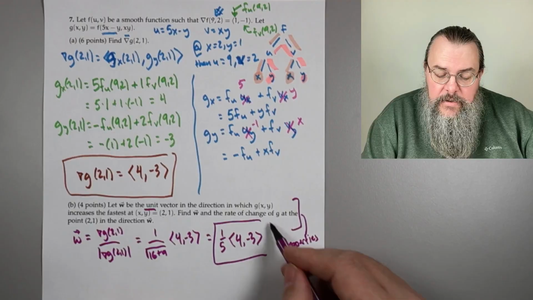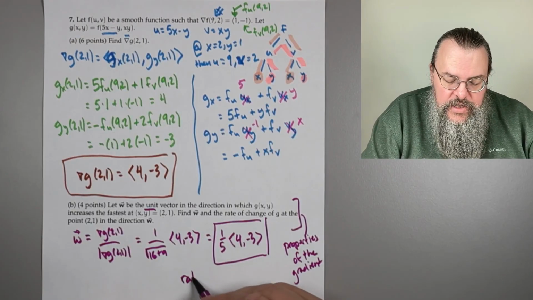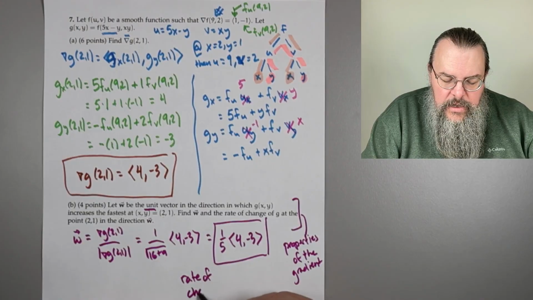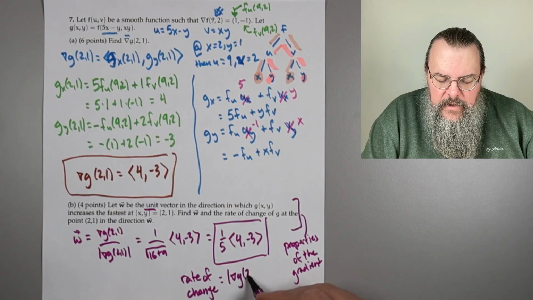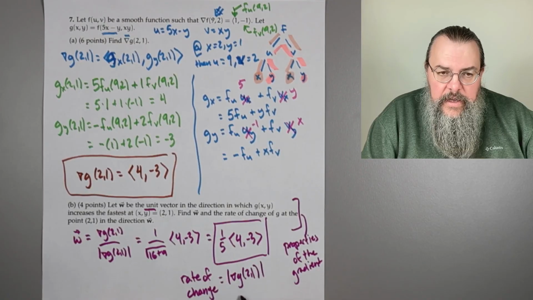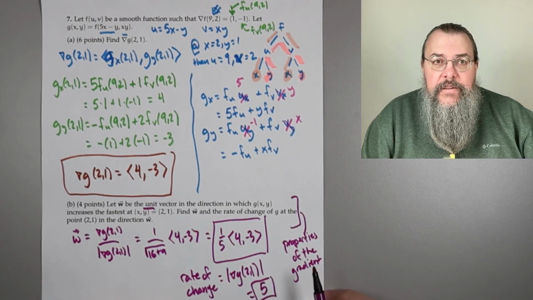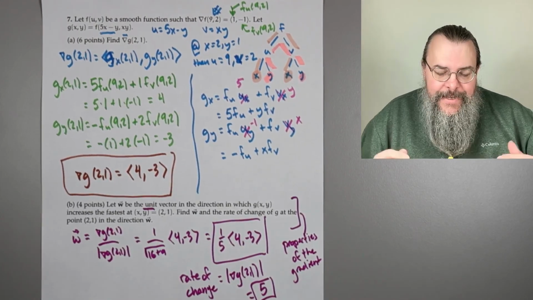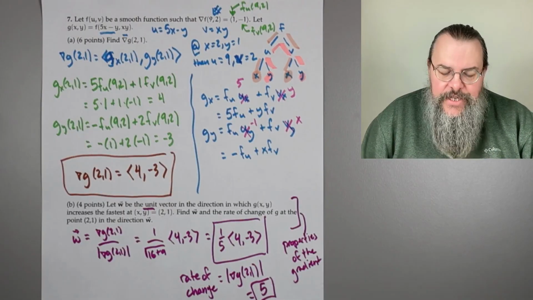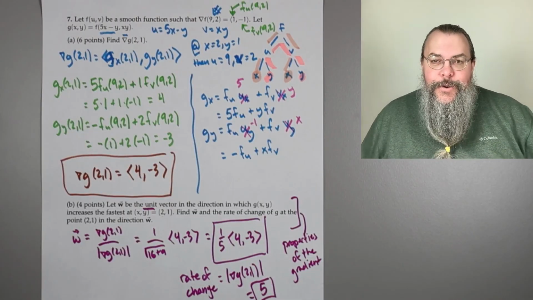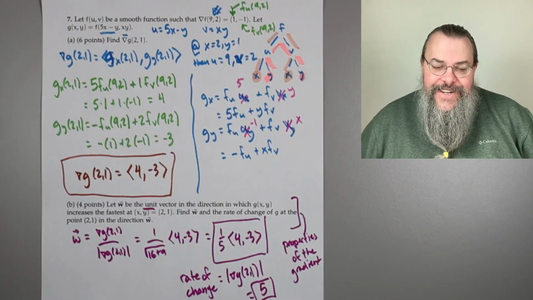So that's our w. And our rate of change equals the magnitude of the gradient, and that equals 5, because that's the property of the gradient. All right, and so there we go. There's our w, and there's the rate of change. All right. Whew, good. After part A, part B was a nice cool down, right?